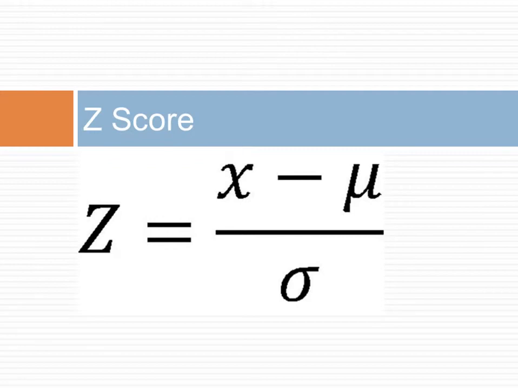This equation shows the z-score for an observation x that follows a distribution with mean mu and standard deviation sigma. While the original distribution is centered around mean mu and has standard deviation of sigma, the z-score transforms the distribution to a standard normal distribution with mean of 0 and standard deviation of 1.